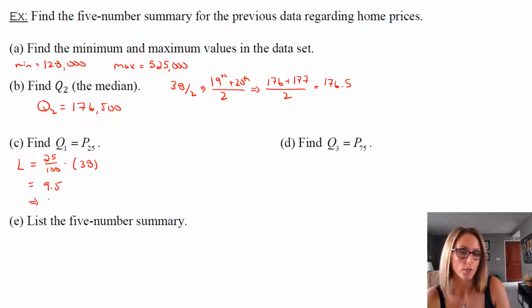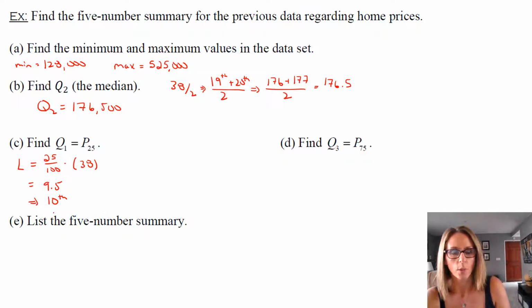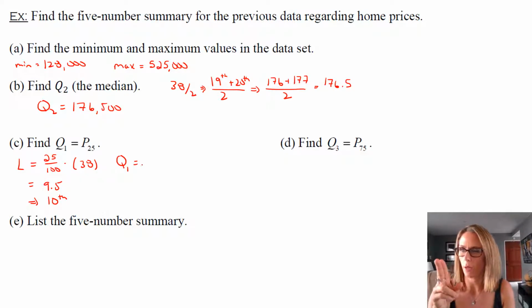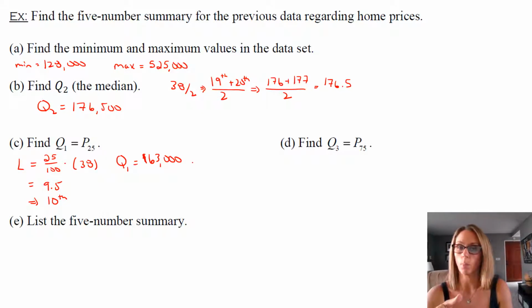Remember from the instructions, it tells us to round up. So anytime you have a decimal, you have to round up. So we want the 10th value. And so then we go into our data set and we find the 10th value. So we go along and we see what the 10th value is, and it's going to be 163,000.